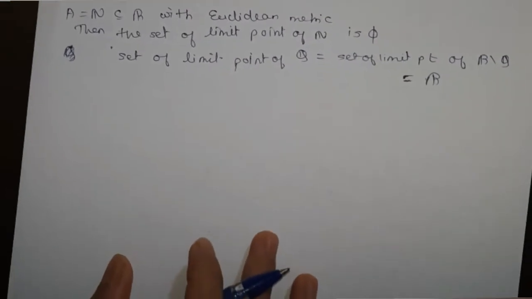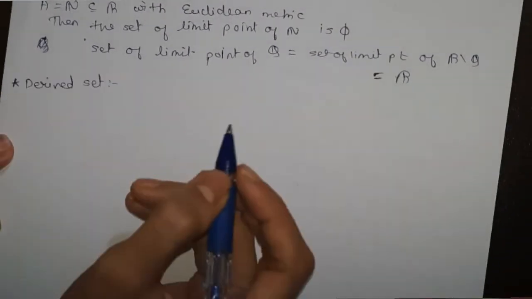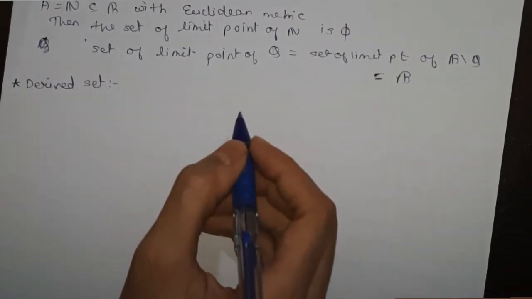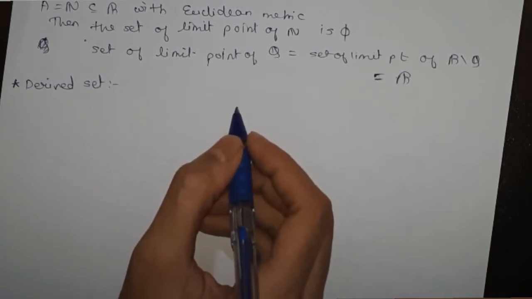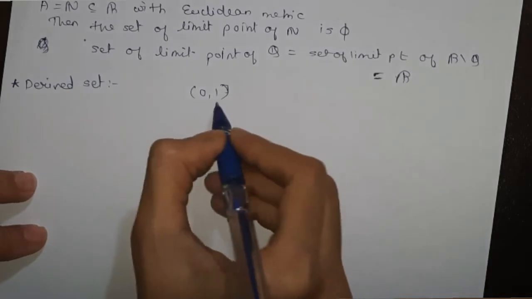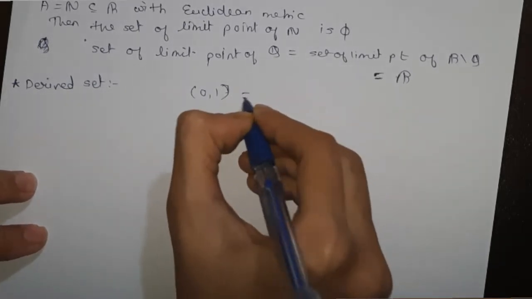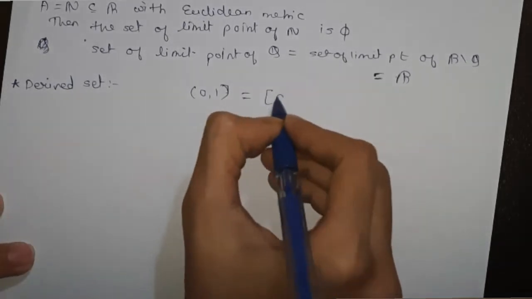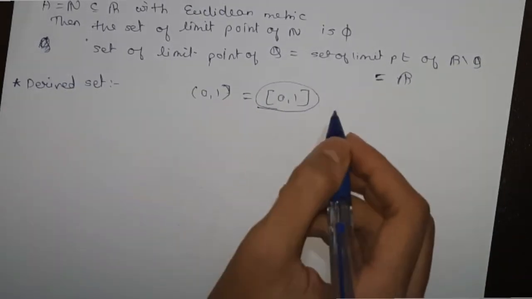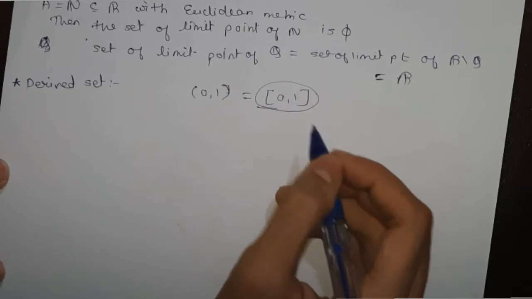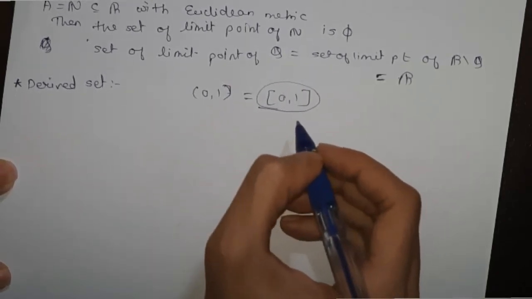Now we will see the derived set. What is a derived set? This is the set of all limit points of a set. Means for the example [0, 1], the limit points of this set form the closed interval [0, 1]. This is a set of all limit points. That's why this is called a derived set.